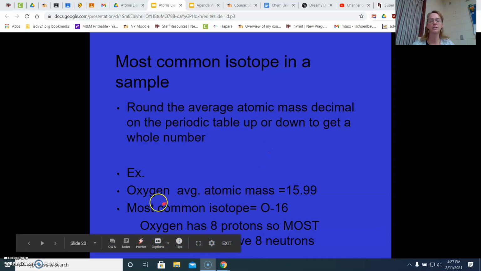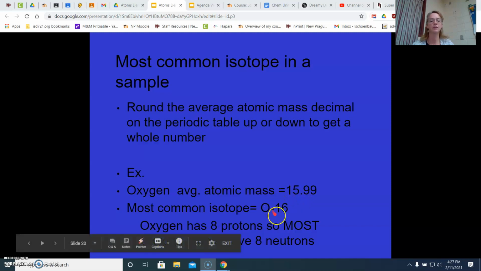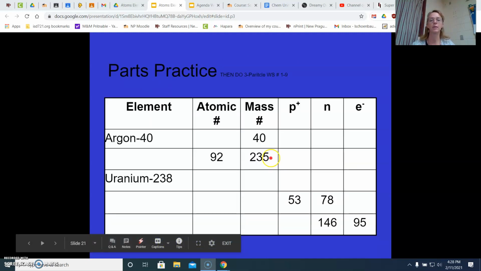For example, oxygen, if you look on the periodic table, its atomic mass is 15.99. Most oxygens therefore weigh 16. Because oxygen has 8 protons, that means most oxygen atoms also have 8 neutrons. So we are going to practice breaking apart the parts of an atom.